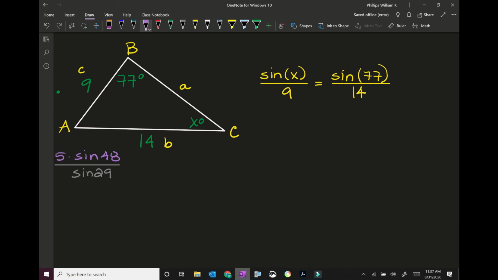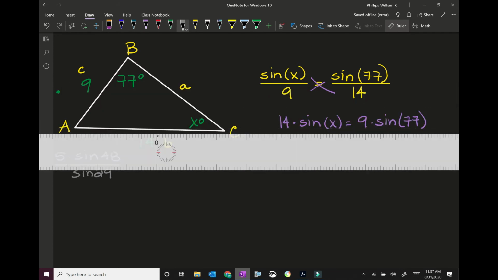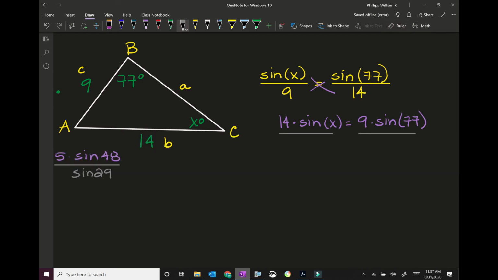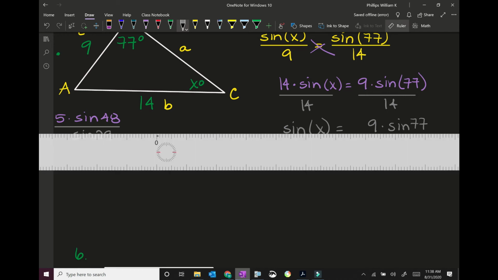So nothing's going to change. This is still a proportion. We're still going to cross multiply. So we still have 14 times sine of x. This equals 9 times sine of 77. We want sine of x by itself. So here we'll come down and we'll divide each side by 14. So now we have sine of x equals 9 times sine of 77 divided by 14.